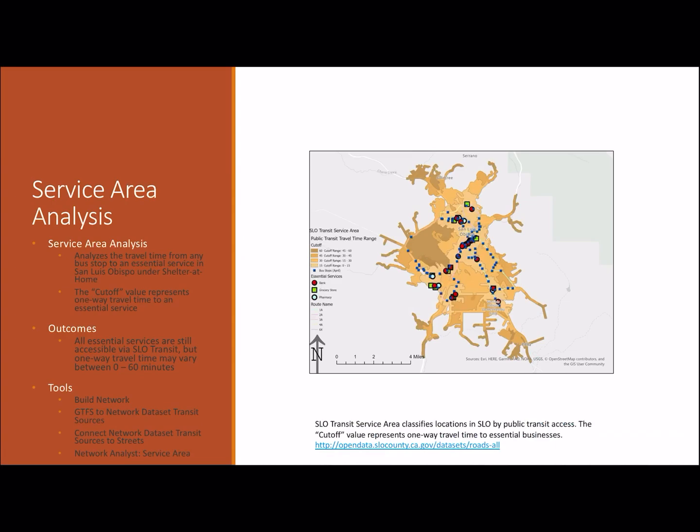This map shows the current bus stops and routes under shelter-at-home, as well as essential services. The orange polygons represent travel cutoffs, with darker shades representing longer travel times, whereas the lighter shades represent shorter travel times. The service area analysis was made in the Network Analyst suite. A network dataset was created based on the County of SLO's Roads All data, using the other tools shown.